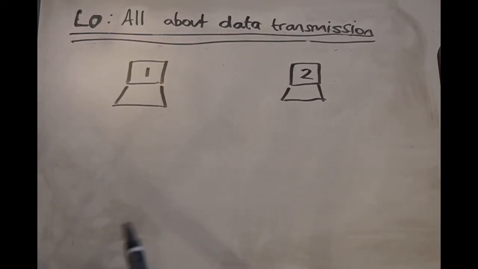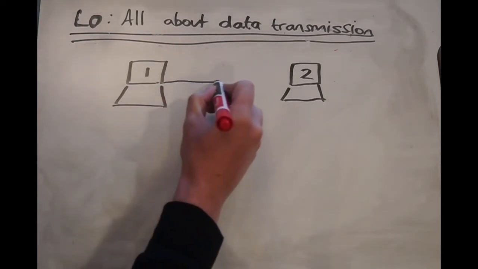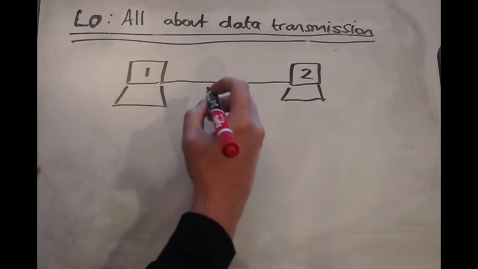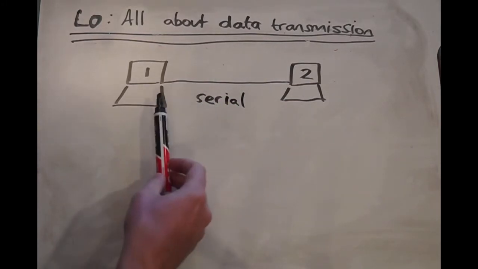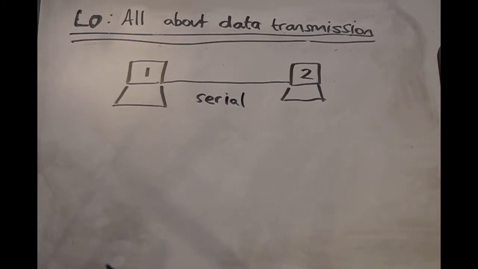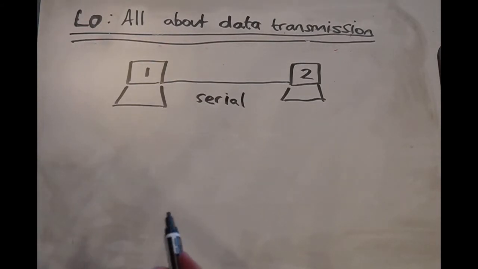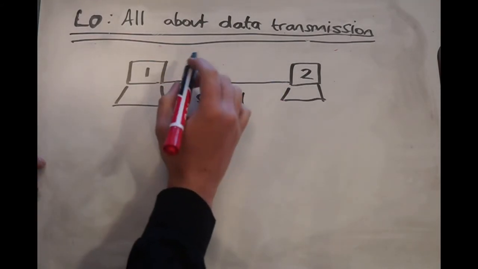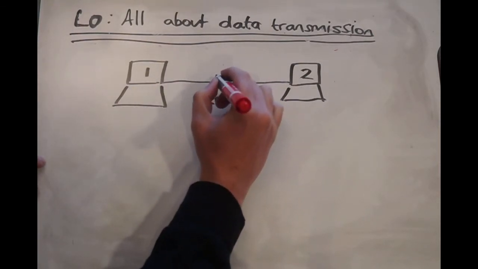Now there are basically two different ways that we can do this. We could connect them together using one wire, like so, and then they could communicate. Basically, this is called serially. So they could communicate over a serial data connection. When we communicate using serial data transmission, we just have one wire, and the data travels one bit at a time. You can imagine that it would travel in a sequence.